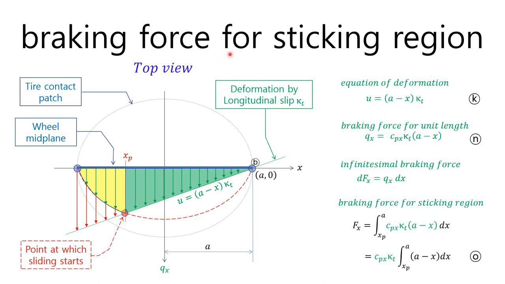Now, let's find the braking force of the sticking region using the brush model. If the x-coordinate at which sliding starts is xp, the equation of the straight line passing through the point B with the longitudinal slip kappa t can be represented by the green line of equation K. The bristle's braking force Qx is the braking force per unit length of the tire contact patch along the longitudinal axis and can be expressed as equation N. Therefore, from the equation of infinitesimal braking force, the total braking force Fx produced in the sticking region can be obtained as equation O by integrating the braking force Qx of the bristle from xp to a.